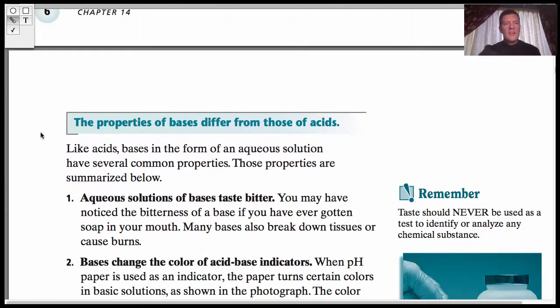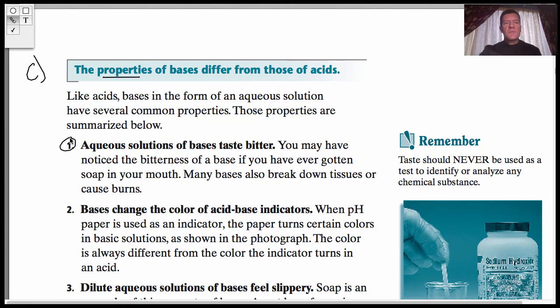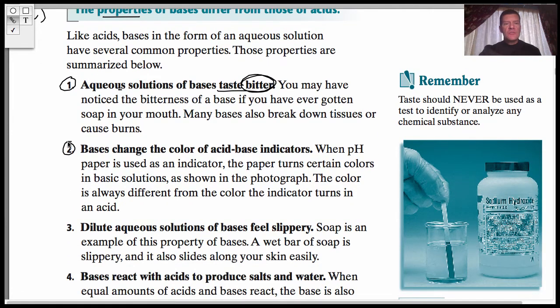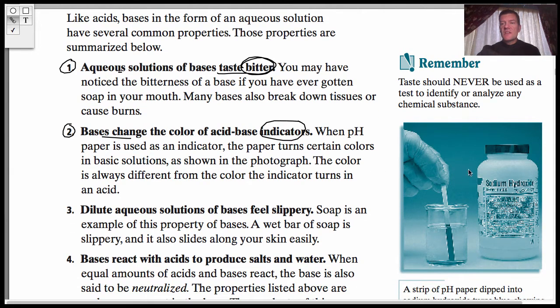Okay? All right, the second thing that we want to look at here is properties of bases. Now the properties in some cases are similar, but in other cases they're quite different. So for example, number one, a base is going to taste bitter, unlike an acid which tastes sour. Number two, bases also are going to change the color of indicators. So when you take this pH strip right here, that's your indicator, and you put it into the base, you see it's changing colors. So that is going to change the color of that indicator.